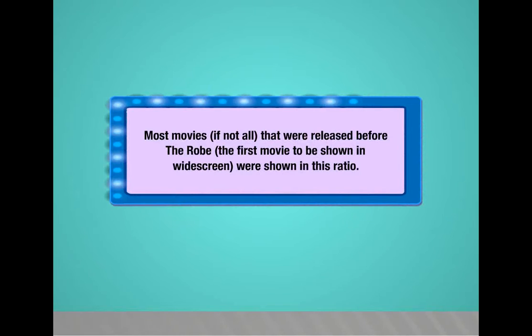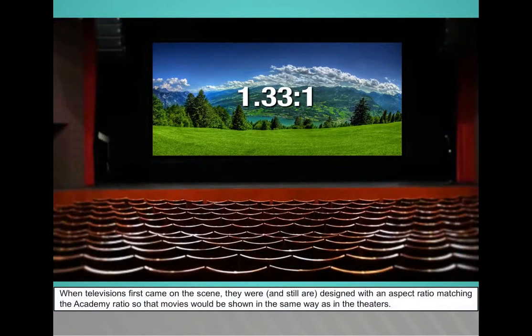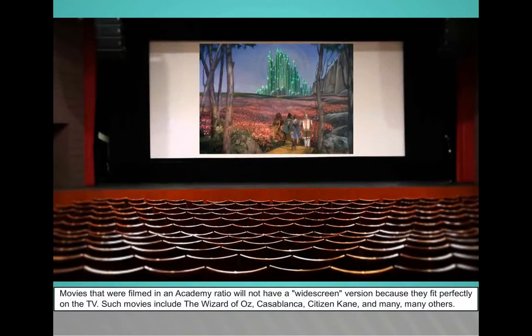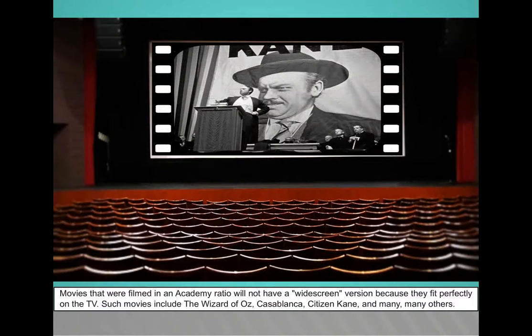Most movies, if not all, that were released before The Robe, the first movie to be shown in widescreen, were shown in this ratio. When televisions first came on the scene, they were, and still are, designed with an aspect ratio matching the Academy ratio so that movies would be shown in the same way as in the theaters. Movies that were filmed in an Academy ratio will not have a widescreen version because they fit perfectly on the TV. Such movies include The Wizard of Oz, Casablanca, Citizen Kane, and many, many others.